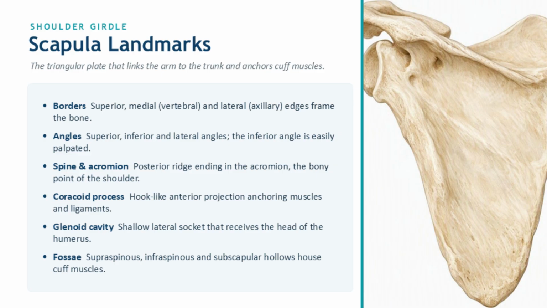The movement of the scapula is closely coordinated with the movement of the humerus and clavicle. Together, these structures form several important joints. Let's examine those joints next.